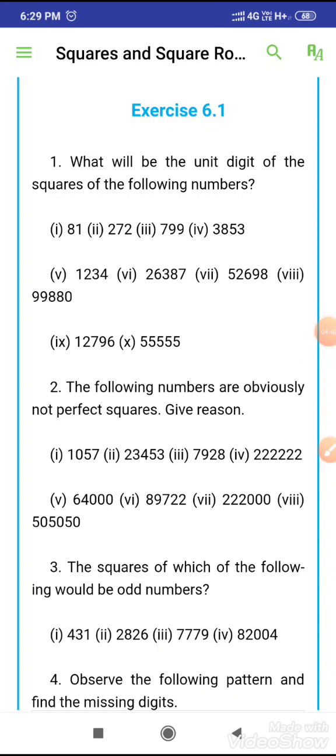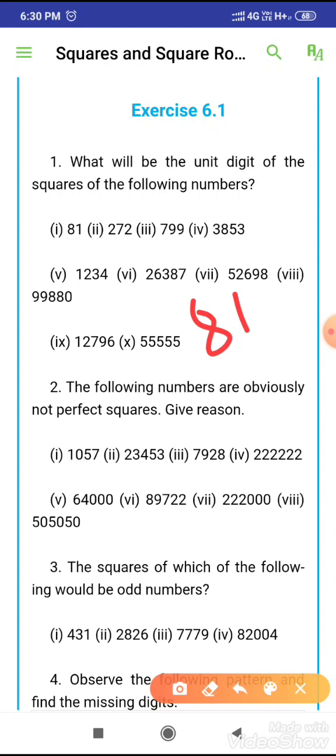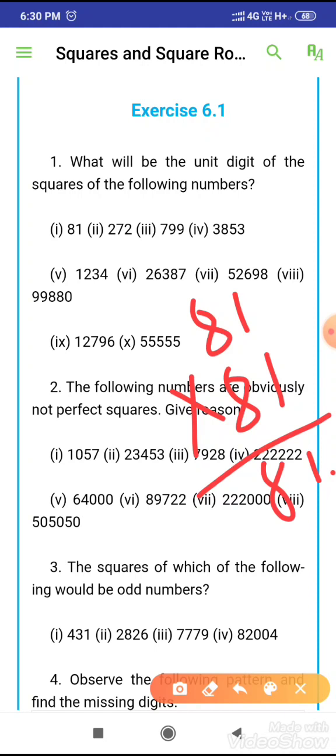Okay students, so now we are going to start exercise 6.1, and the first question of exercise 6.1 is: what will be the unit digit of the squares of the following numbers? The first number is 81. If you multiply 81 by 81, first you multiply its unit place, so 1 times 1 is 1, and 1 times 8 is 8. In the next line, you put a cross sign and then start multiplying by 8. After the multiplication, you get unit place 1.